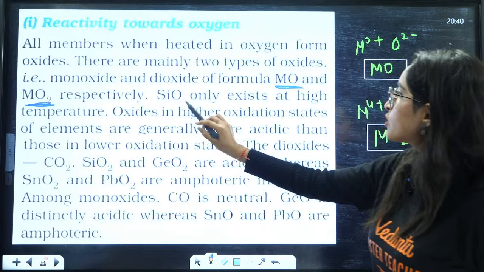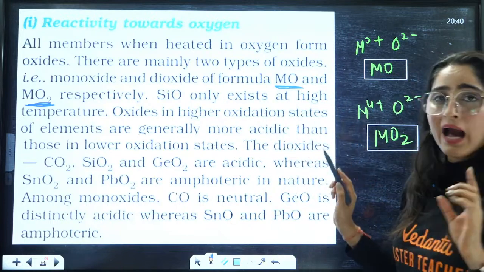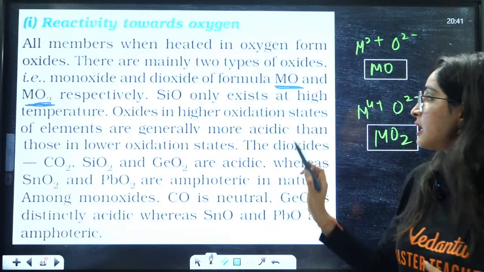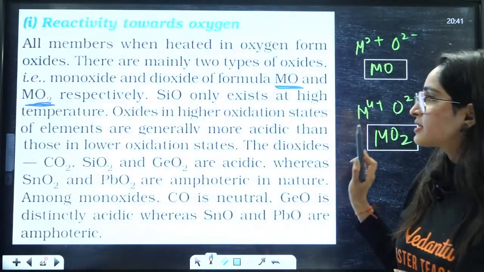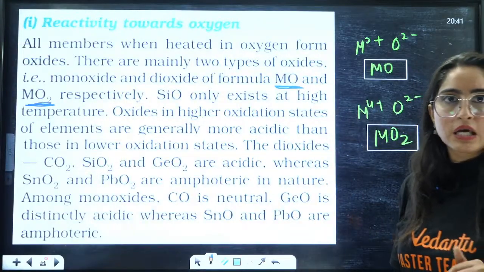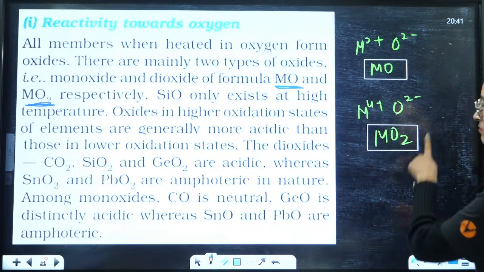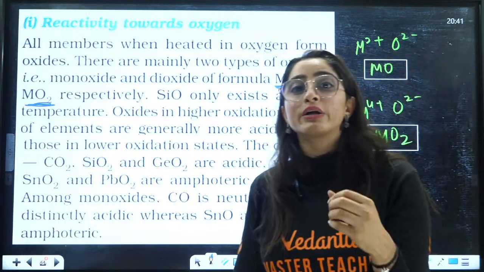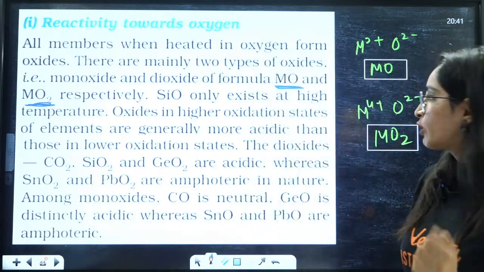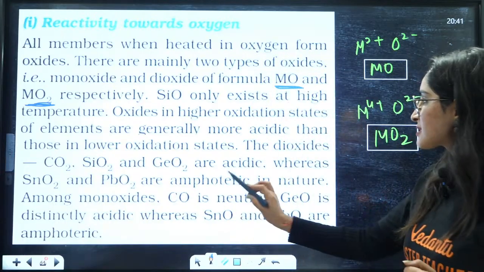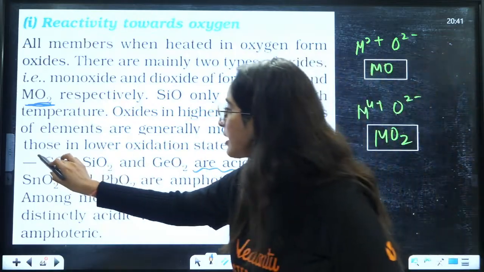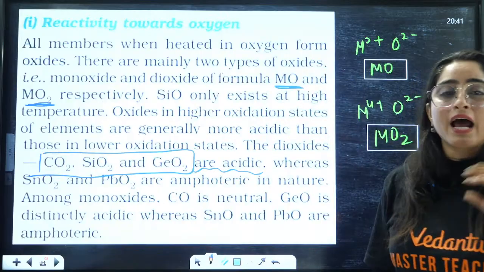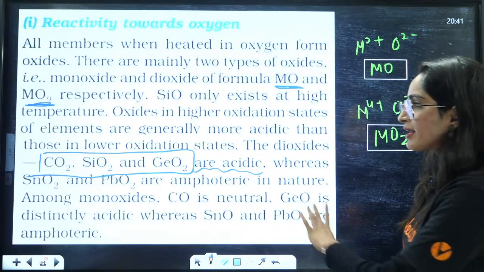Similarly, silicon monoxide only exists at higher temperature. Oxides in higher oxidation states are generally more acidic than those in lower oxidation states, right? That means here the metal is in a higher oxidation state, so it is more acidic as compared to the lower oxidation state. The dioxides are acidic. Very, very important, that the dioxides are acidic in nature as compared to monoxides.